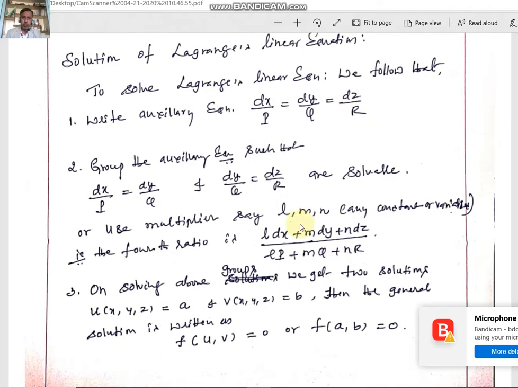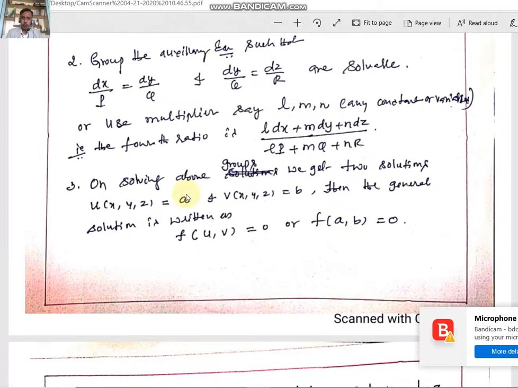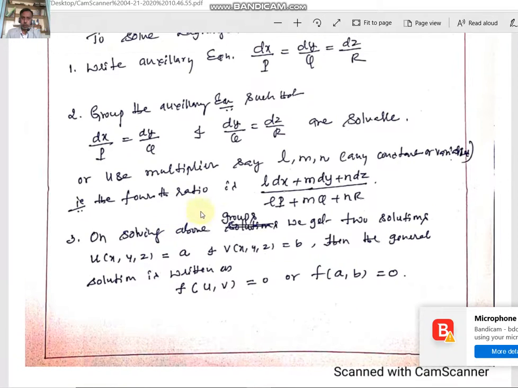By choosing l, m, n, another three constants, we can write the fourth ratio as equal to these three ratios, that is l dx plus m dy plus n dz divided by l into capital P plus m into capital Q plus n into R. And then we can solve by grouping or by choosing multipliers. We can solve, we will get two solutions.